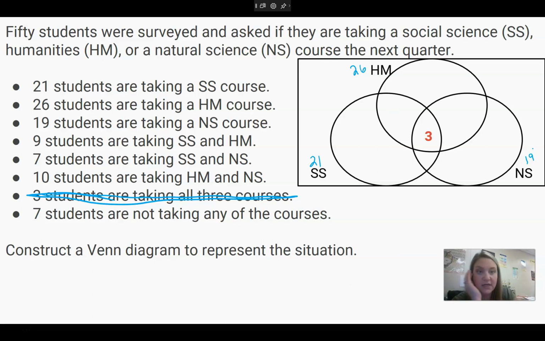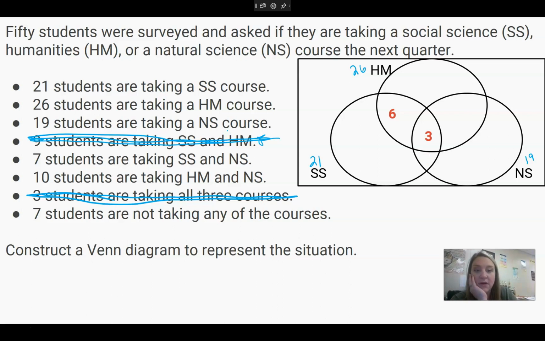Okay, what comes next? All right, so let's look. So left, how many are doing humanities and social science? That is this one, right? 9 students are going to take social science and humanities. Okay, so why is there a 6 here? Well, because 3 of those are doing all 3, right? So 9 are doing it, but I already have 3 represented for all 3 courses. So I got to take the 3 out of the 9 to leave me with 6.